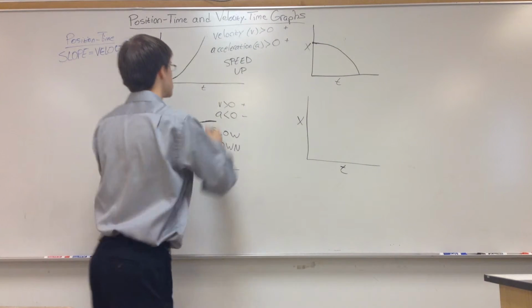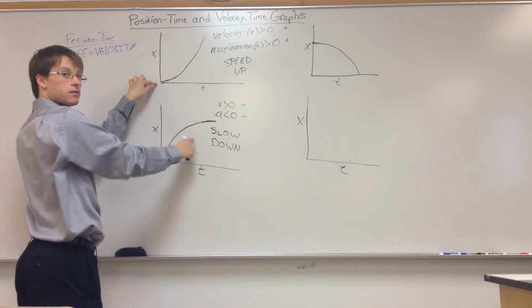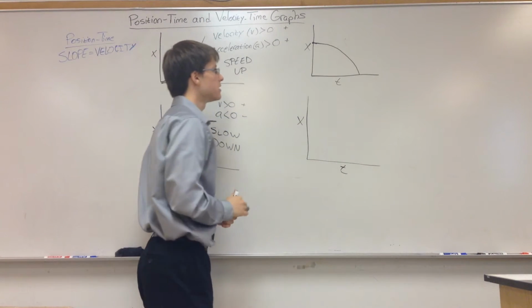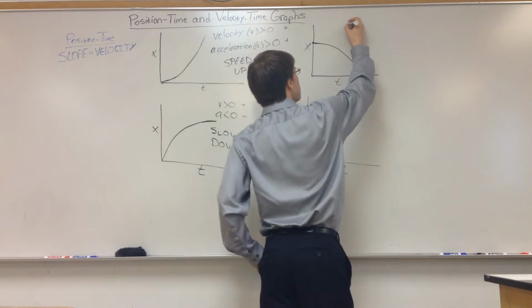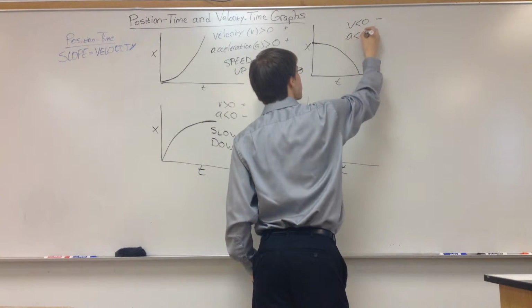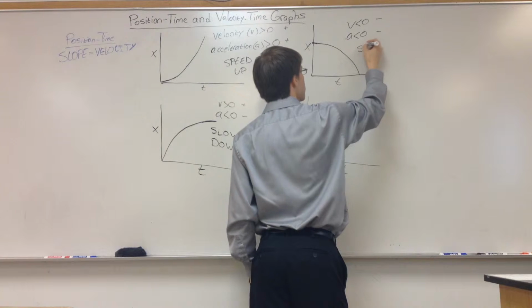So it's essentially this flipped like that. So we take that, we did a reflection across the t-axis, and it looks like this. So here, our velocity is less than 0, so it's negative. Our acceleration is also less than 0, which is negative, and we speed up.